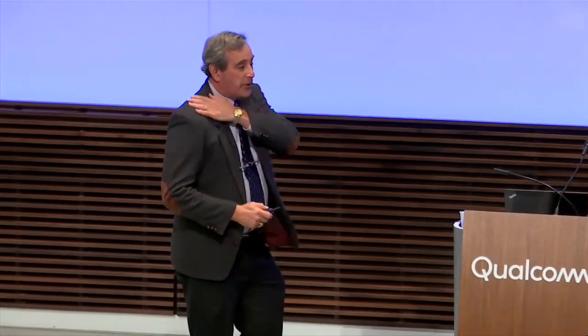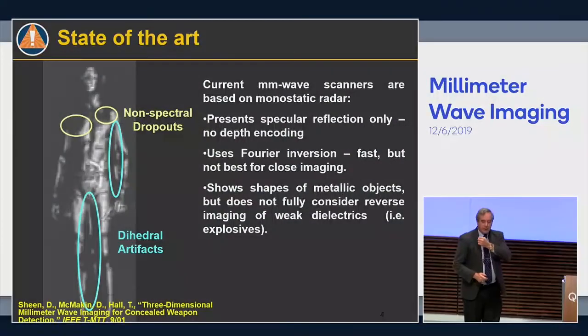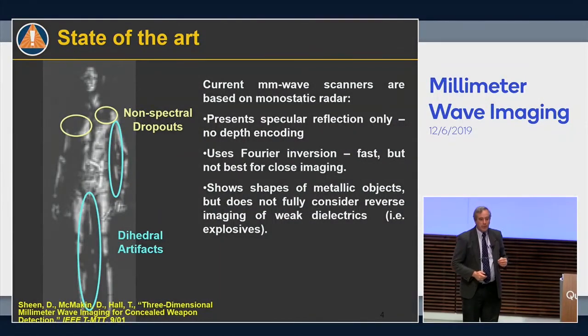The other thing is that notice at the top of the shoulders are spectral dropouts. The rays that come from the detector bounce off the shoulder, head off somewhere else, and not back to the transceiver. They're not imaged, even though there certainly is a shoulder there. It's just absent from this view.